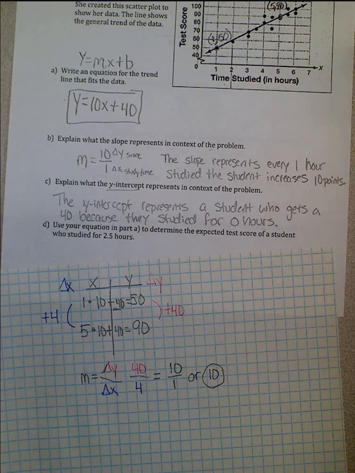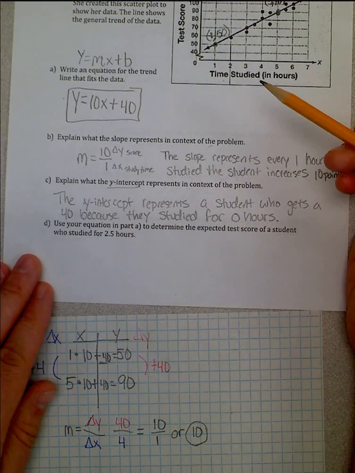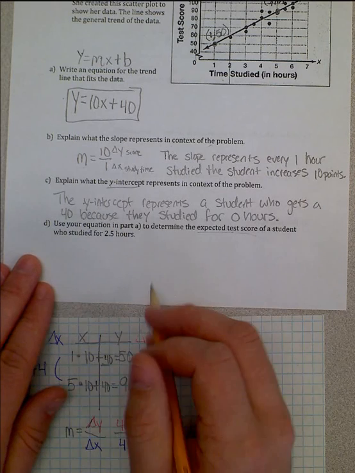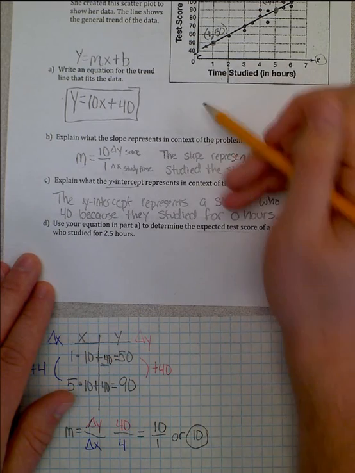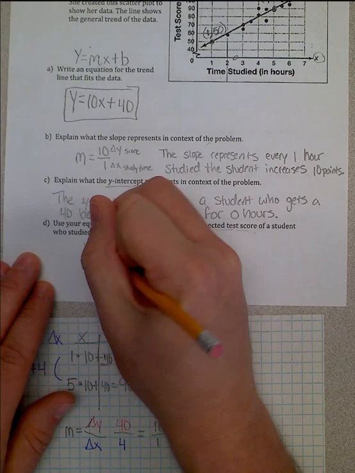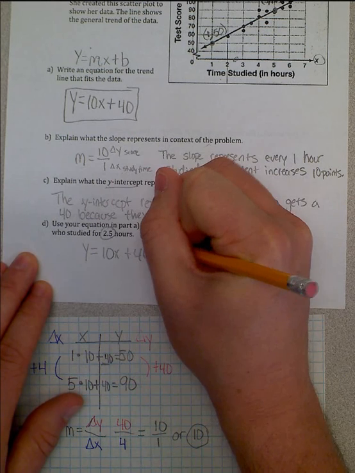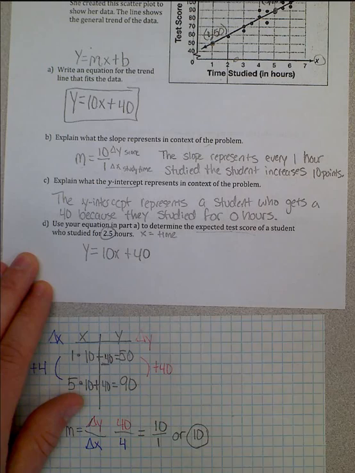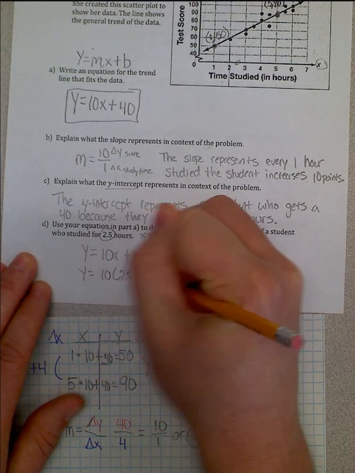And then the last part is asking us to use our equation to determine the expected test score of a student who studied for 2.5 hours. So they're giving me an x value, they're giving me time studied, so like 2.5, somewhere right here. And they want me to use the equation, so I'm going to plug in 2.5 for x, since x is time. And they're giving us a time here. So 10 times 2.5 plus 40.